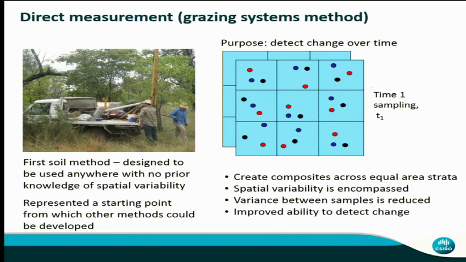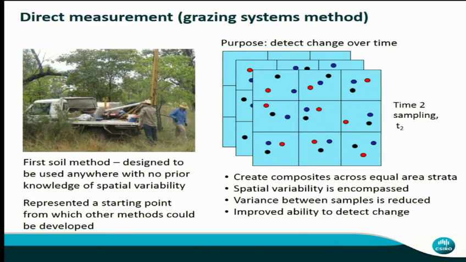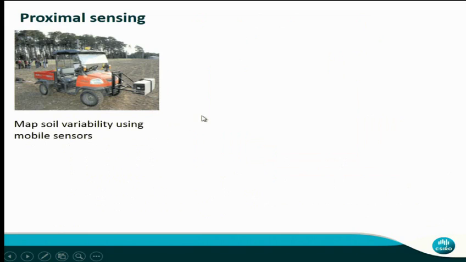So then I'd go and sample again using the same sort of protocols, and again using the same sort of protocols. And what will happen with this then is, hopefully, the minimum detectable change is small enough if you put enough composites and strata in place that you'll be able to claim a certain amount of carbon. There are other methods.